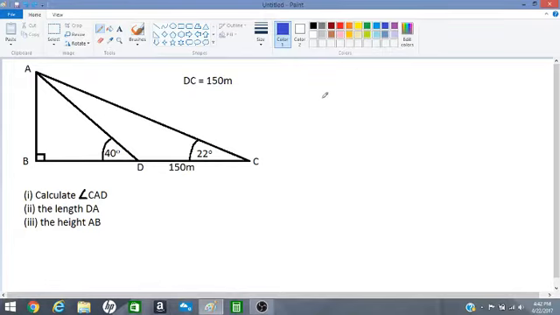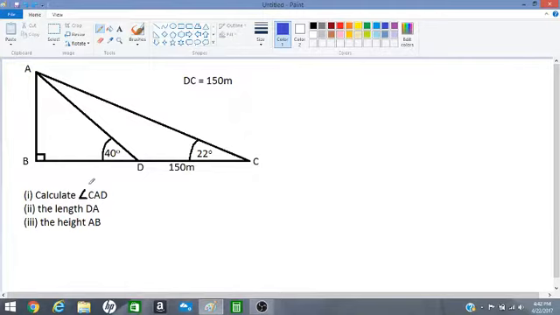Let's work out this question involving geometry and trigonometry. So we have a triangle, and inside that triangle looks like there's another triangle. Part 1 says calculate angle CAD. We are told that DC is 150 meters, so that would be the distance. This distance with the blue arrows, from D to C, is 150 meters. So let's not forget that. It is not the whole distance from B to C.